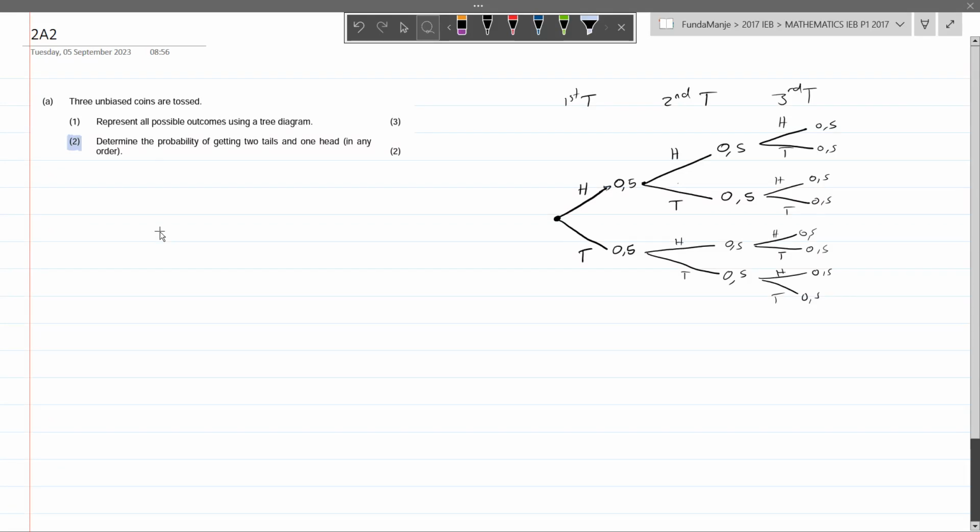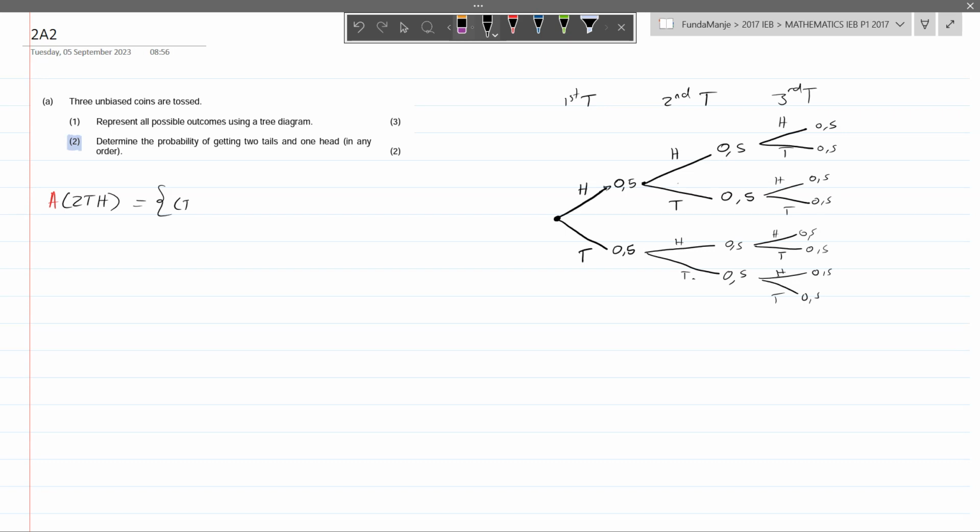Okay, so the second part says determine the probability of getting two tails and one head in any order. So we're looking for the event, you can call it A, where we have two tails and one head.